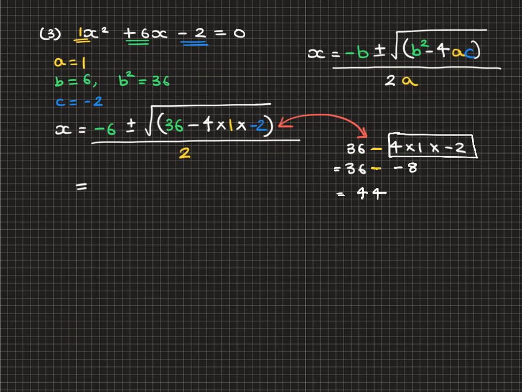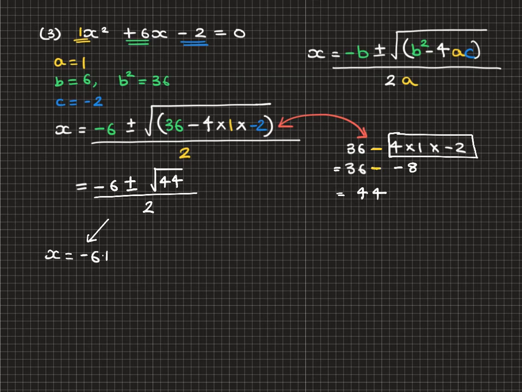You can always check that with a calculator. Usually when you're solving quadratic equations using the quadratic formula, you will be using a calculator to do this. So this is -6 plus or minus the square root of 44, all divided by 2. Now again, we can give our answers in surd form or decimal form. We're going to do both of those. So first of all, we're going to write them out.